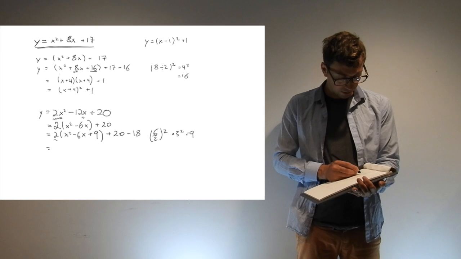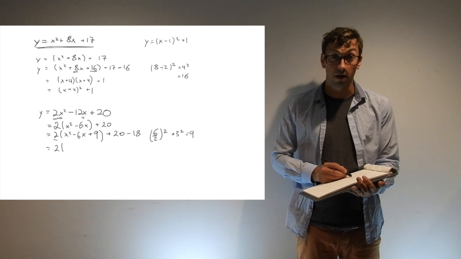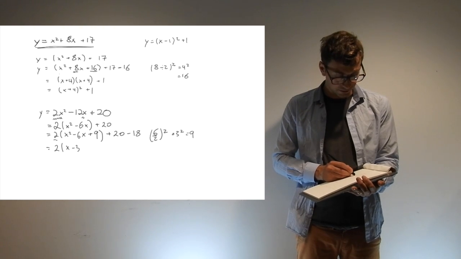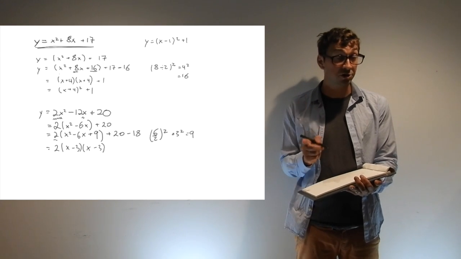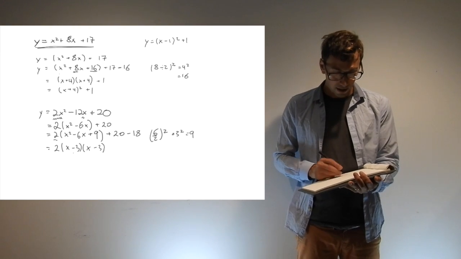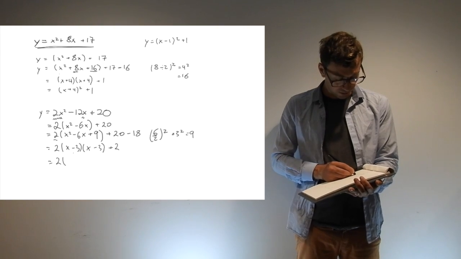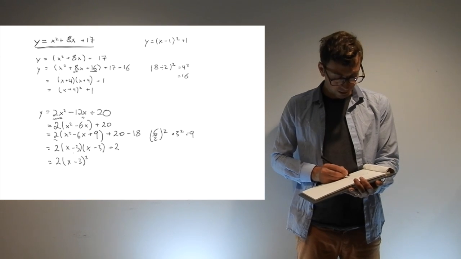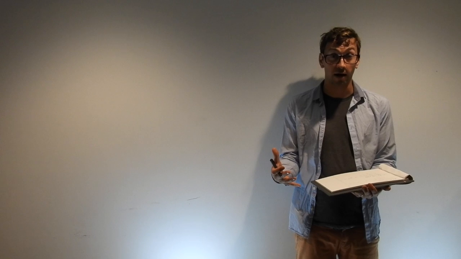So here we go, 2 times. Now I have x squared minus 6x plus 9. This is (x minus 3) times (x minus 3). Again, if you want to check my math, you can check. I get the negative sign because 6 is negative. And I get plus 20 minus 18, so it's plus 2. So I get 2 times (x minus 3) squared plus 2. And this again is in the vertex form. And from here it'll be much easier to graph. So that's how you complete the square.